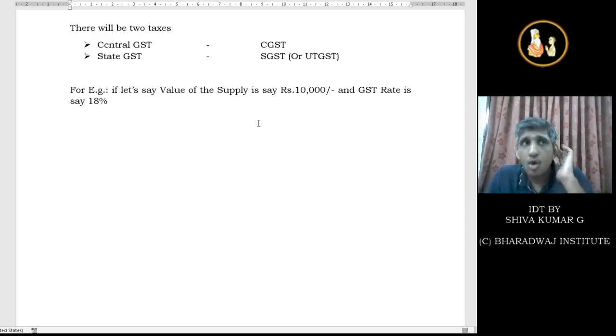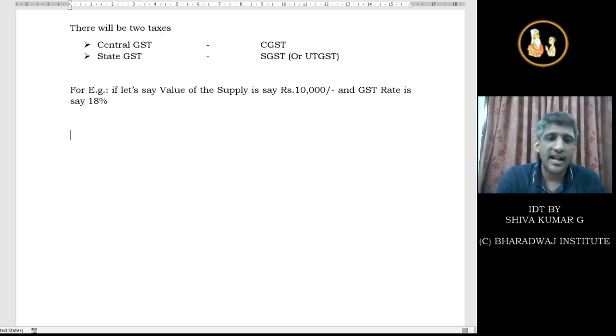Now tell me, who decides the value of the goods is 10,000? Based on the valuation rules formulated in the GST Act as approved by the GST Council. Who decided the rate of tax is 18%? The GST Council decided the rate of tax is 18%. So even though the tax is collected by central and state, how much tax should be collected, 18, 12, 5, 28, exempt, nil, 0, all that is decided by the GST Council. We already covered this point above.